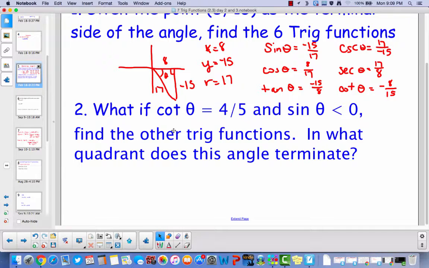Okay, now let's take a look at this one. Cotangent of theta is 4/5, and the sine of theta is less than 0. Where is cotangent positive and sine negative? That should be in the third quadrant. Remember that cotangent is x over y. So it says go over 4 and down 5, and draw your triangle. Remember, cotangent is positive, but sine is negative. That tells me both of these have to be negative. Over negative 4, down negative 5.